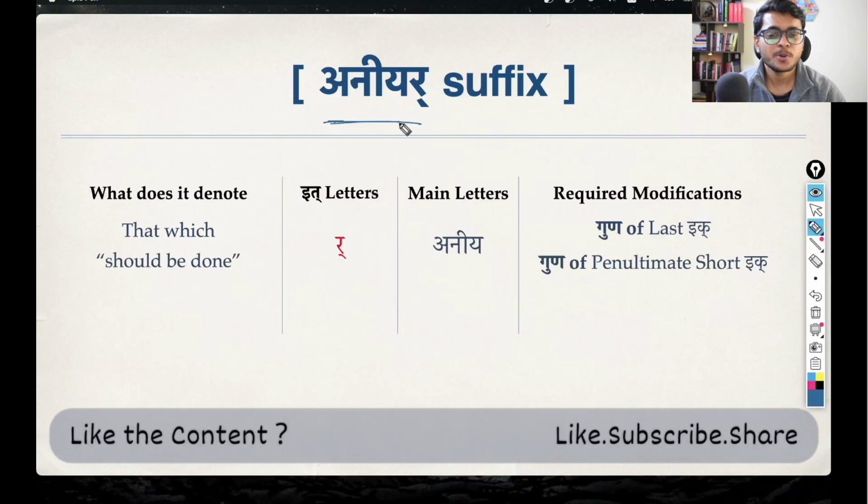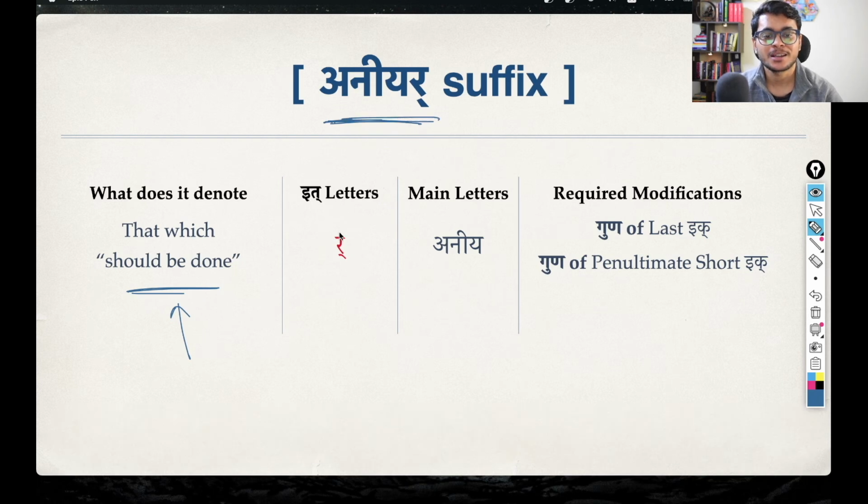That is aniyar pratyay. Okay. And so for this aniyar pratyay now, let us see all the details. So what does it denote? We already know. The same pratipadika with the meaning that which should be done. What is the it letter? So out of this aniyar, this rakara is the it letter. So this has to be removed. And what remains, this aniya, is the main letter. This is the main content that gets added to the dhatu.